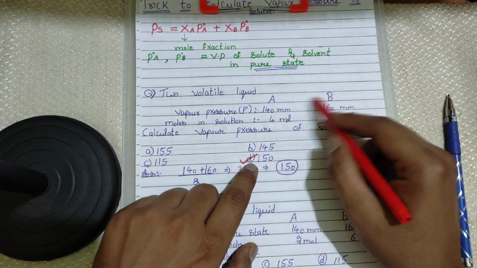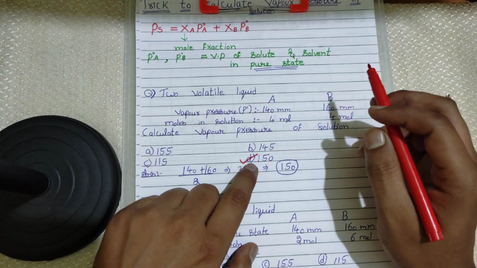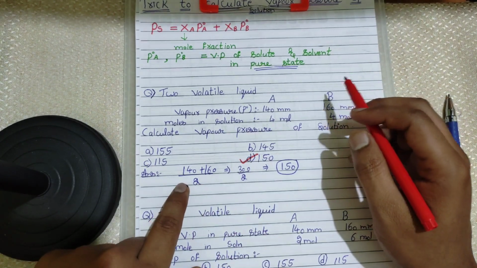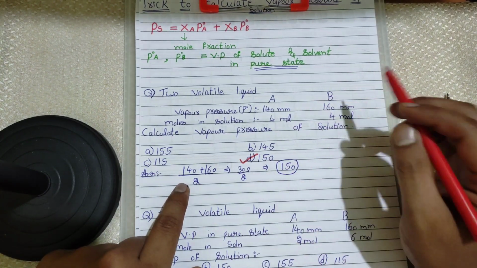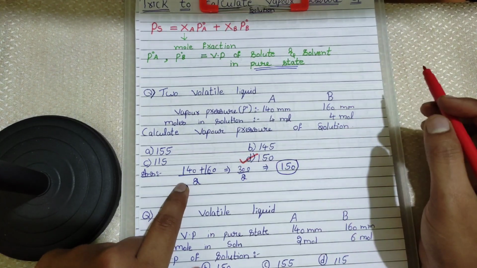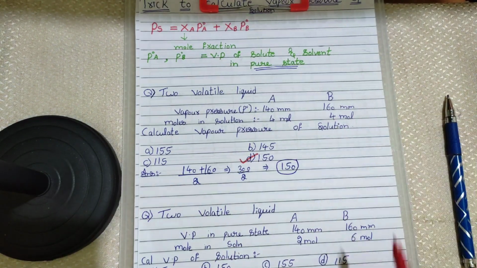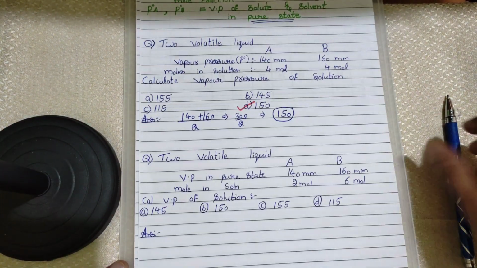See, they might give the values different here. Whatever the value you give, just take the average. How to take the average? Add and divide by 2. Simple. Very quickly you can solve this type of problems. Now let us move on to the next model.